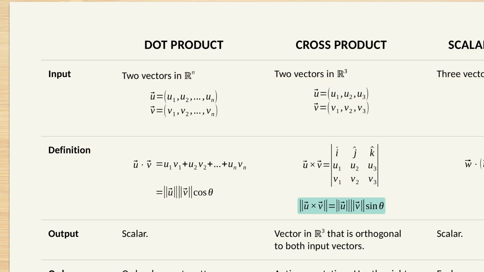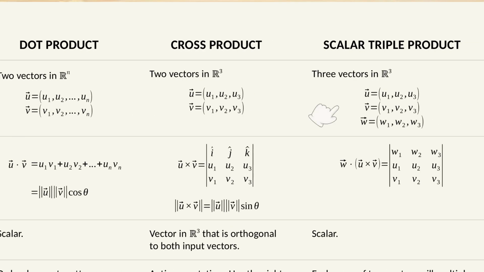We multiply the magnitude of u by the magnitude of v with the sine of the angle between these two vectors. This formula is slightly different from the dot product formula. Dot product has cos, but cross product has sine. The cross product of 2 vectors is also a vector. Now the neat thing is that this cross product is actually perpendicular or orthogonal to the starting vectors, u and v.